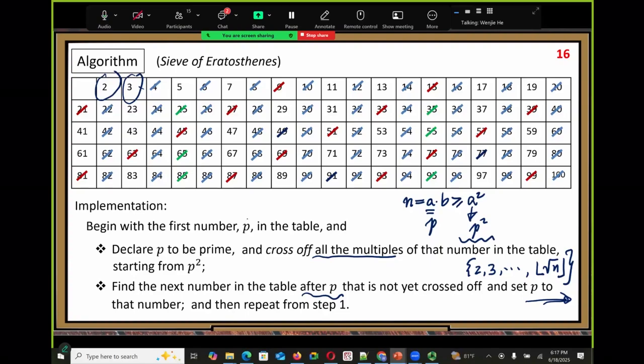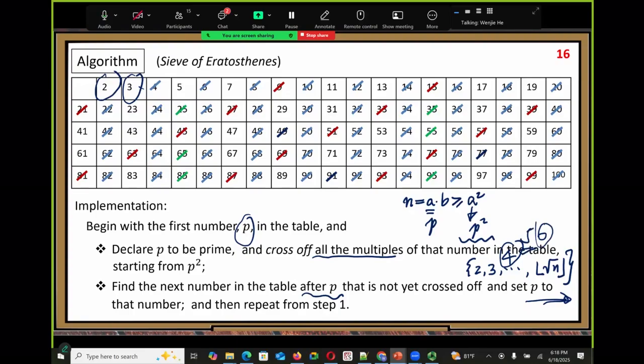In this algorithm, every time we want to select a p, that means we want to select a prime integer. For example, 4 we do not want to select. Skip 4, okay? 6 we want to skip, okay? But we work on 5 and so on.